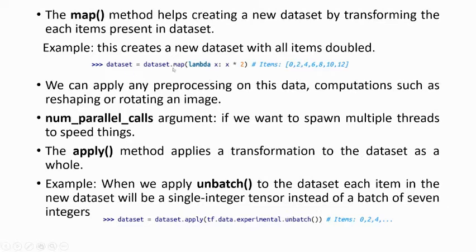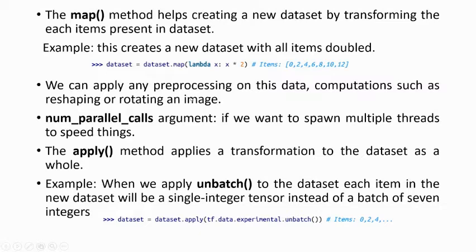So the output of this particular line would be double of the existing values. The first value of x was 0, so 0 into 2 returns 0. The next value was 1. 1 into 2 returns 2. Next value is 2. So 2 into 2 returns 4. Next is 3. 3 into 2 is 6. Same way it continues.